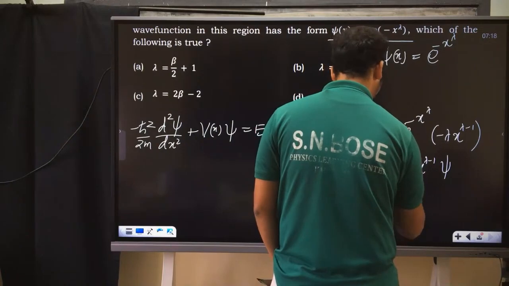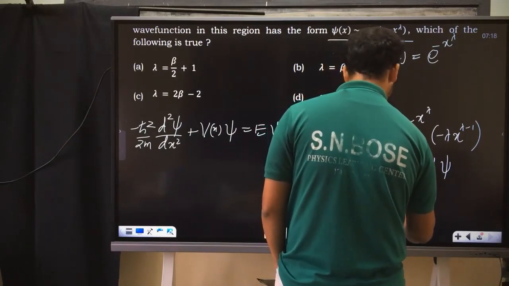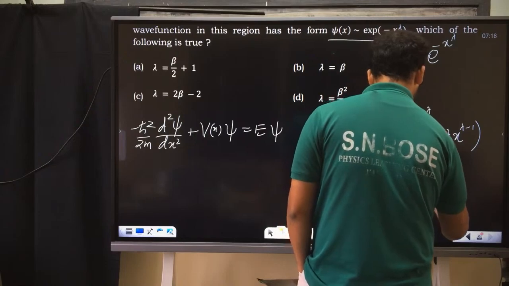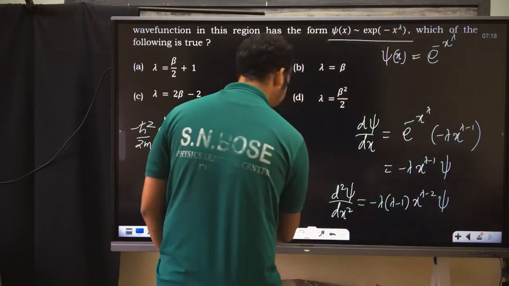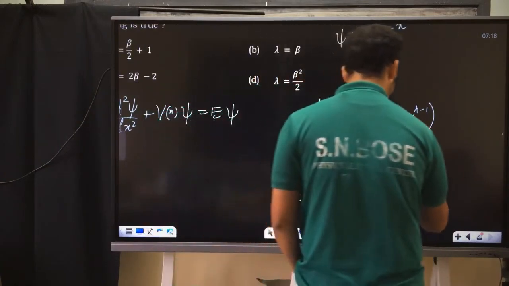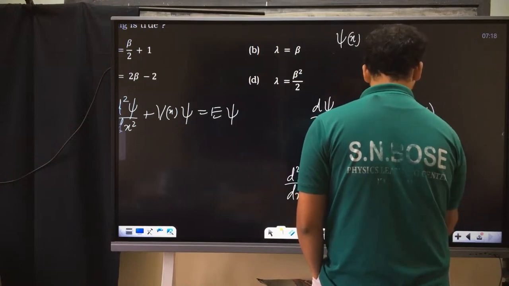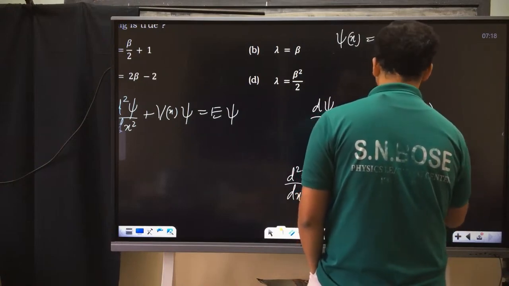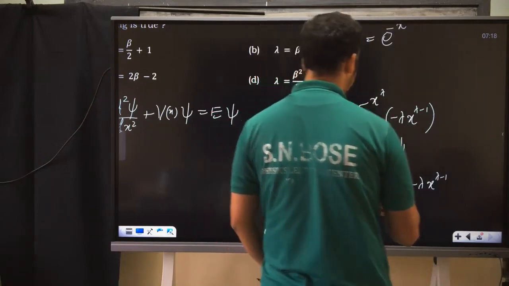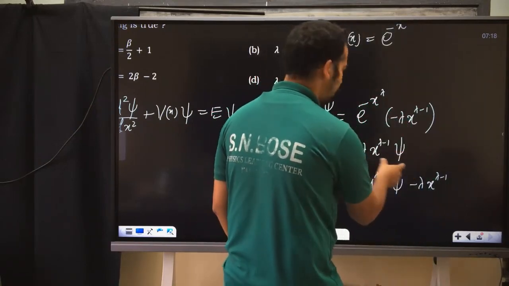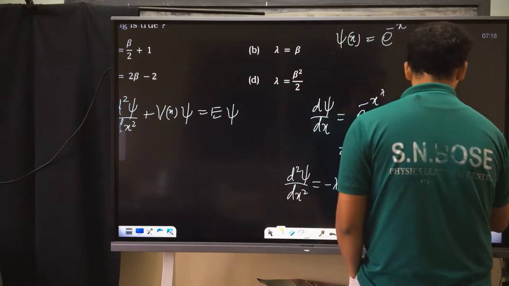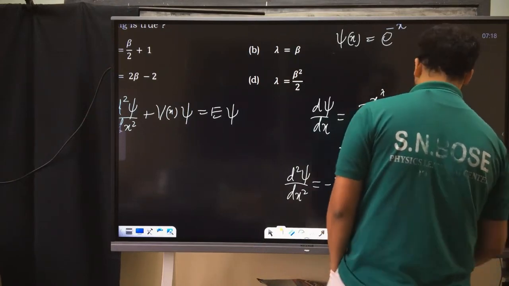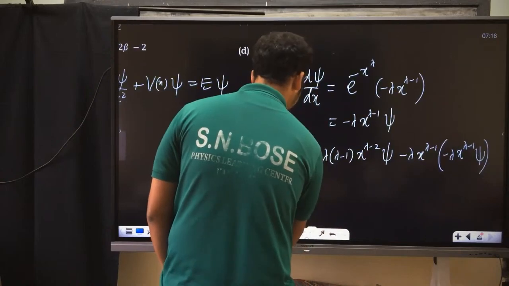I'll take the derivative of minus lambda: lambda minus 1 x power lambda minus 2 psi as it is, plus minus lambda x power lambda minus 1 into d psi by dx. d psi by dx is itself minus lambda x power lambda minus 1 psi. Is that okay?